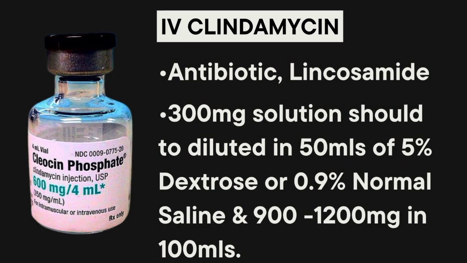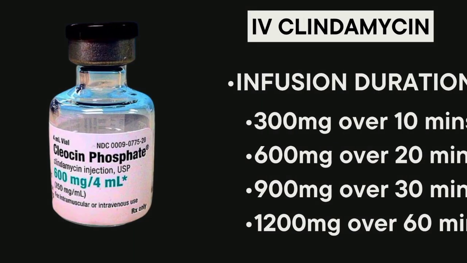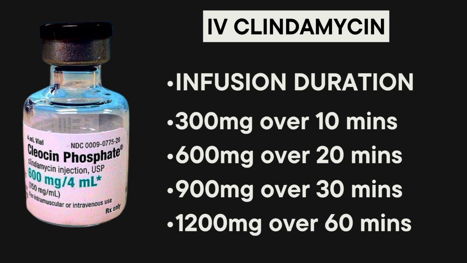The next medication is IV clindamycin. It's an antibiotic, a lincosamide. The 300 milligram solution should be diluted in 50 ml of 5% dextrose or 0.9% normal saline, and the 900 to 1200 milligram in 100 ml. After that, you infuse over 10 to 60 minutes at a rate not exceeding 30 milligram per minute. This is the infusion duration for the various doses: for the 300 milligram, you infuse over 10 minutes, the 600 milligram over 20 minutes, the 900 milligram over 30 minutes, and the 1200 milligram over 60 minutes.